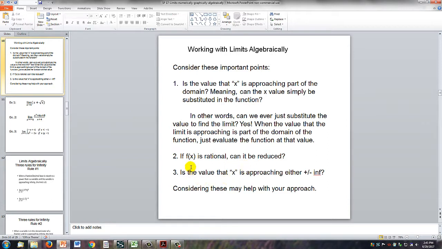And the third point is, is the value that x is approaching either positive or negative infinity? And we have a bunch of rules for this that we'll go over. So number one, sometimes you can just plug the number in. Number two, if it's rational, you can factor and then cancel and then plug the number in. And number three, if the function's approaching positive or negative infinity, and we will talk about ways to think through those.